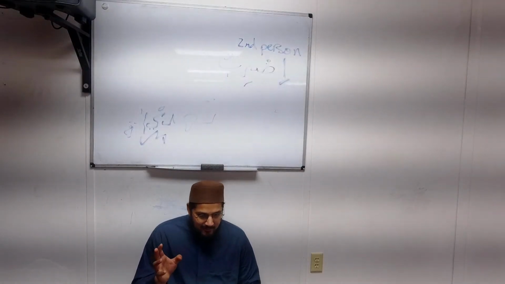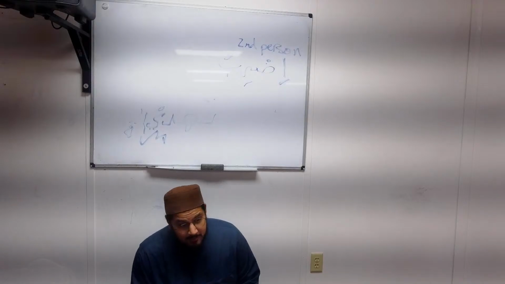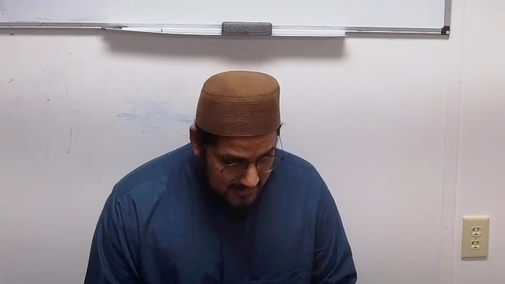Y'all understand? Yeah, right. Like so basically, just remember, if you see a dual noun, to look for the raf' state, we're not looking for a dhamma anymore. We're looking for an ani. Make sense? Say that one more time. When looking at a dual noun in Arabic, in order to find the raf' state, you no longer look for a dhamma at the end of the word. Okay. You look for an ani at the end of the word.